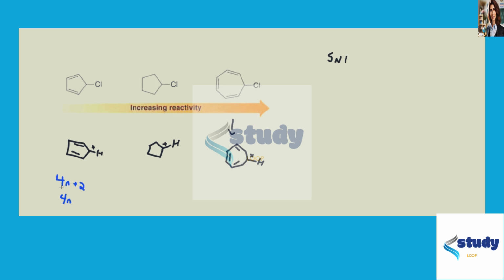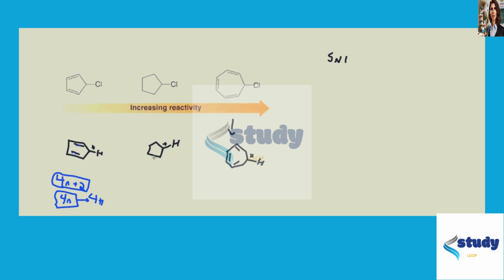So if it's aromatic, then it's going to be highly stabilized. If it's anti-aromatic, it's going to be highly unstabilized. So here we see that we actually have 4 pi electrons. So we actually follow the anti-aromatic rule with n being 1. So we have 4 pi electrons, making this anti-aromatic and a very unstable carbocation intermediate, explaining its very minimal reactivity.